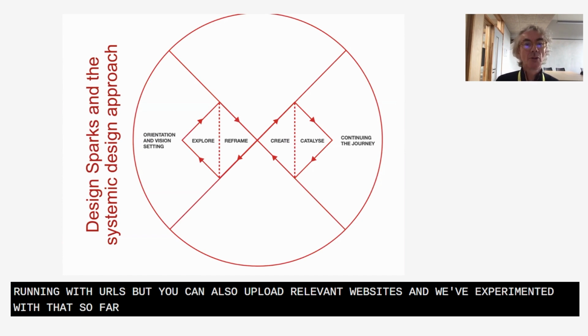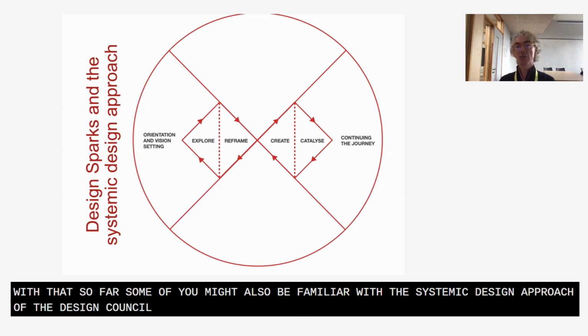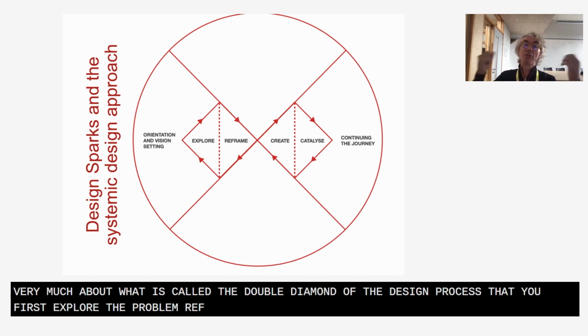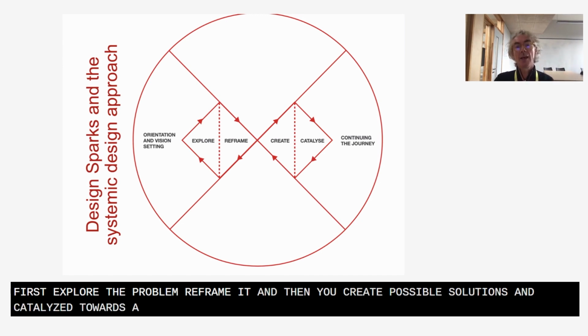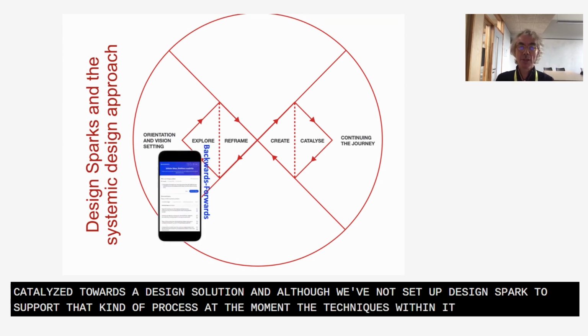Some of you might also be familiar with the systemic design approach of the Design Council, who are our hosts this week in this festival. And they talk very much about what is called the double diamond of the design process, that you first explore the problem, reframe it, and then you create possible solutions and catalyze towards a design solution. And although we've not set up Design Sparks to support that kind of process at the moment, the techniques within it can support it. So it depends on people's reactions.